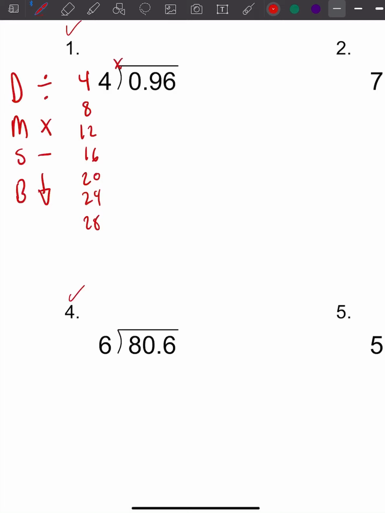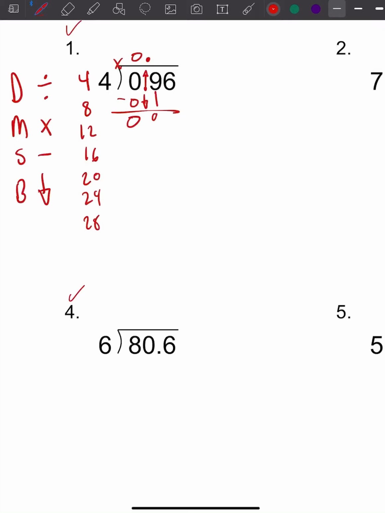Can my 4 go into the 0? No, so your answer is going to be a 0. You still got to multiply 4 times 0, which gives you 0. And you subtract, you're left with 0. Now, here's a very important part. What do I do with my decimal? Should I bring it up or should I bring it down? I'm going to bring it up because this is where my answer is going to be, okay? I'm doing nothing special with the decimal. All I have to do is bring it up.